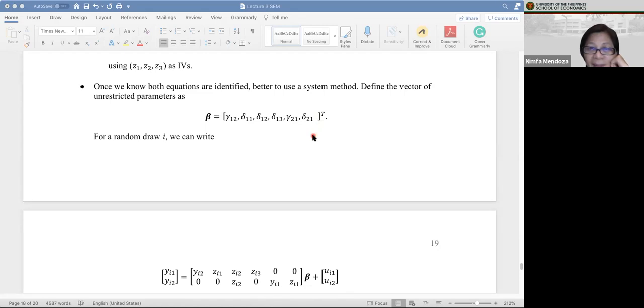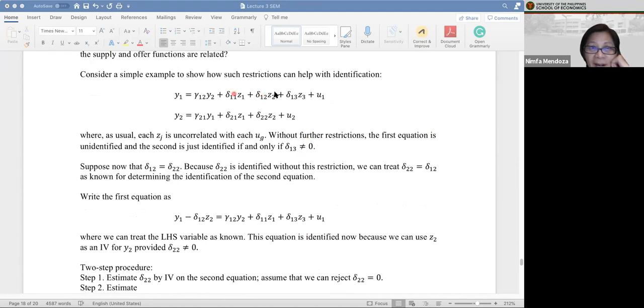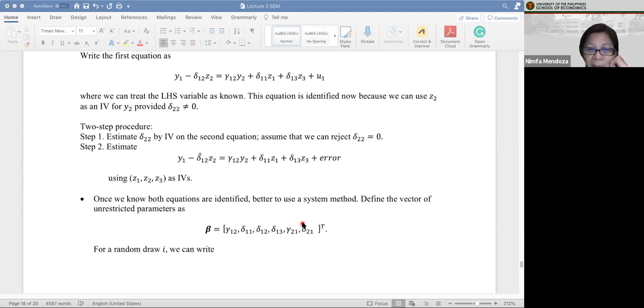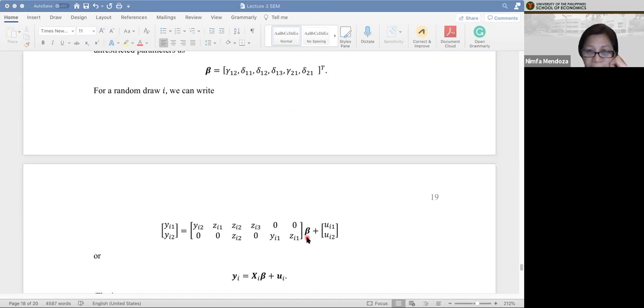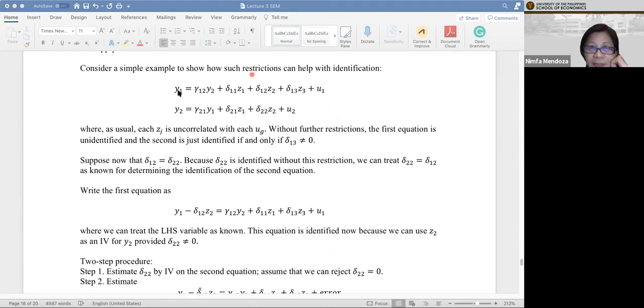So we have 2, 4, 6, 7, but we have the restriction here. So we're left with 6 parameters to estimate. Then we have the disturbance term. You can carry out the matrix multiplication and see if you get this system of equations with the restrictions, with the restriction delta 1, 2 equal to delta 2, 2 imposed.